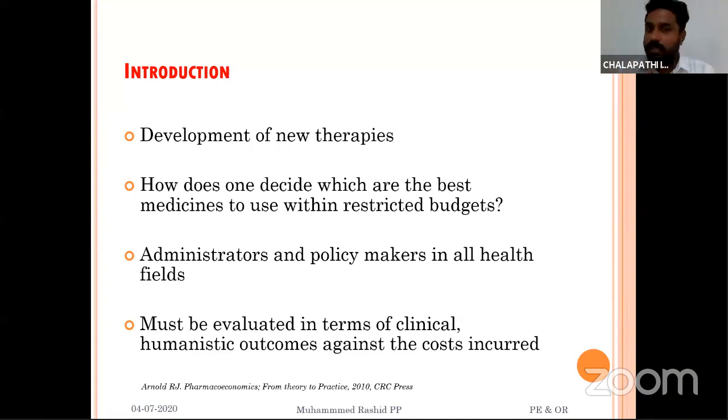It does not only depend on the efficacy, it does not only depend on the safety, and we are looking at cost effectiveness. Even though it has good efficacy and good safety, it should be affordable by the common people, or affordable by the people who are going to take that medicine. That is the concept of economics, and that is how pharmacoeconomics came into existence. I hope the basic concepts of how pharmacoeconomics came into existence are clear.